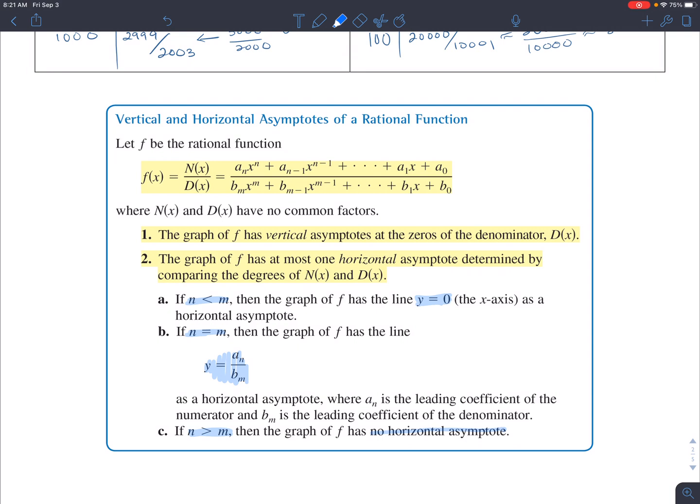Also, you're only going to have vertical asymptotes at zeros of the denominator. So if your denominator ends up being something like x squared plus 4, well, there's no value that you can plug in for x that would make the denominator equal 0. So this would be an example of when you have no vertical asymptotes, or it does not exist. So that is also a possibility. You can have none for horizontal, and you can also have none for vertical.